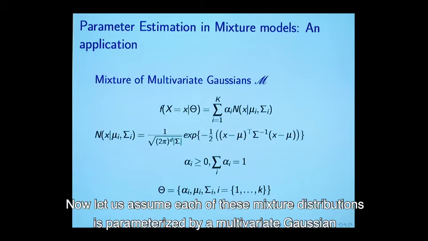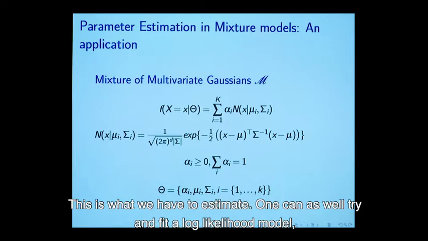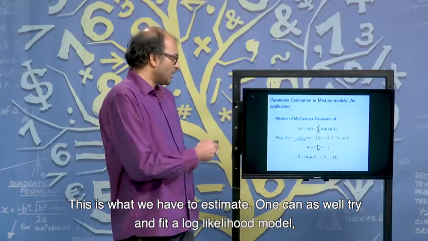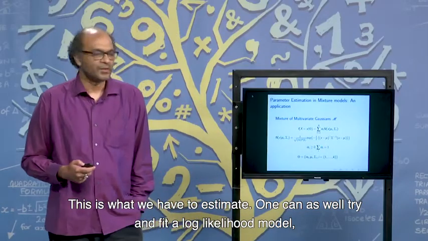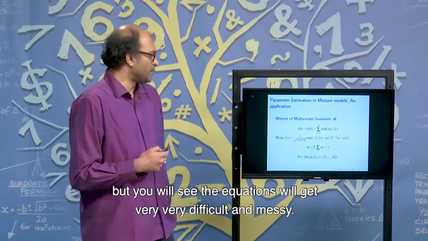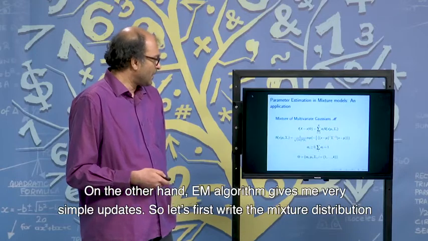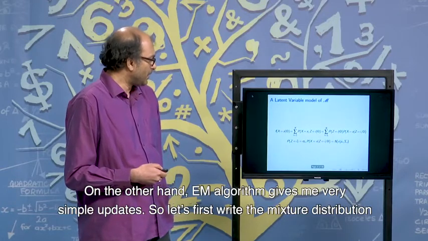Now, let us assume each of these mixture distributions is parameterized by a multivariate Gaussian with suitable mu i's and sigma i's. So, our model parameters are alpha i, mu i and sigma i, for i equal to 1 through k. This is what we have to estimate. Now, one can as well try and fit a log likelihood model, but you will see the equations would get very difficult and messy. On the other hand, the EM algorithm gives me very simple updates.